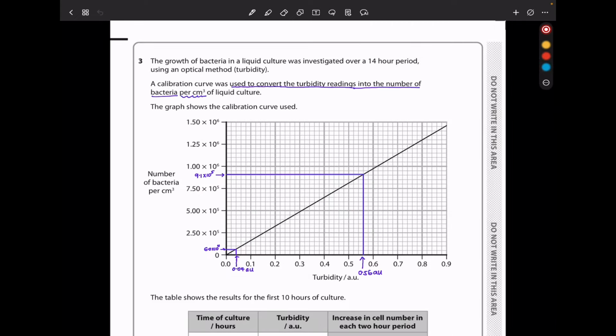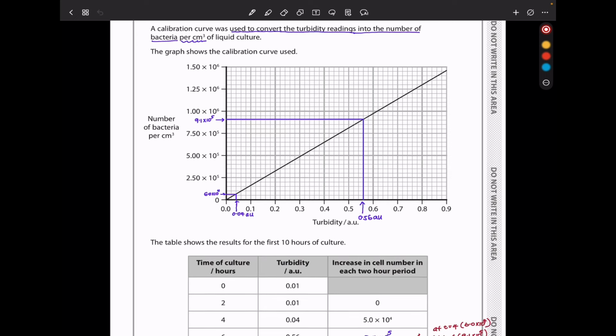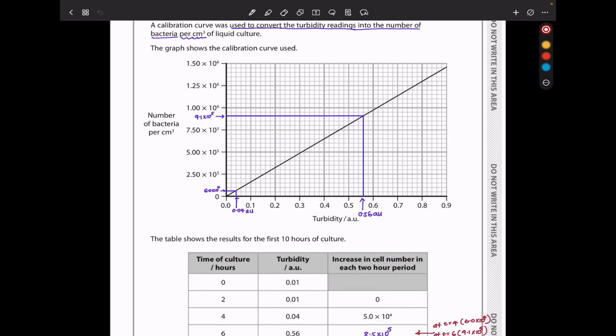In question 3, the growth of bacteria in a liquid culture was investigated over a 14-hour period using an optical method, which is turbidity. A calibration curve was used to convert the turbidity readings into the number of bacteria per centimeter cubed of liquid culture. The graph shows the calibration curve used. So here we have the number of bacteria per centimeter cubed and then turbidity. That was the curve given to us.